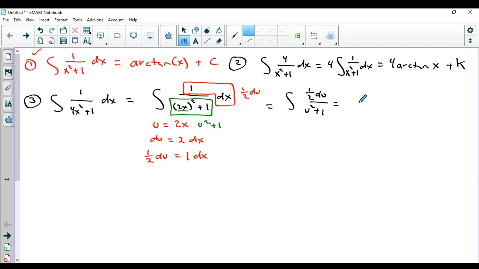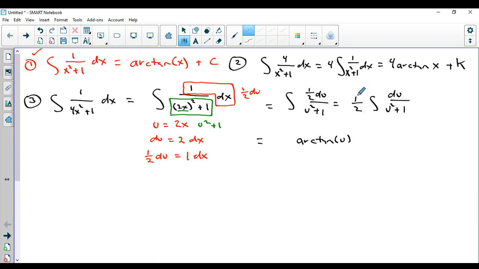Now the 1/2 is a constant. We know that can get pulled out. So I get 1/2 the integral of du over u squared plus 1. And you're like, oh, wait a minute, I can do that. We just did that over here in question 1. The variables are dummy variables. Whether it's x, u, y, g, it doesn't matter. Do you know a function whose derivative is 1 over u squared plus 1? The answer is yes, you do. It's going to be arctangent of u.